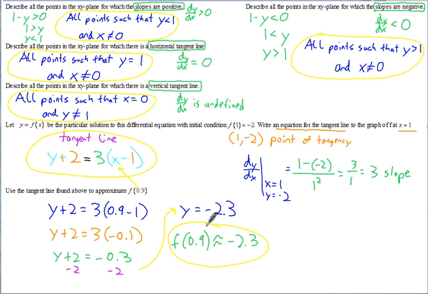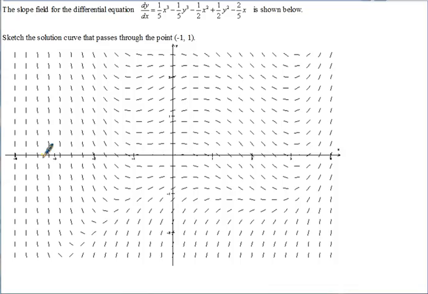Now let's take a look at some different ones here. This one says the slope field for the given differential equation right here is shown below. So they give you the slope field. Notice they're drawing it for a lot more points than we did, because really you could draw many tangent lines for any point on the graph, as long as you don't have 0 over 0. So this kind of gives you the general shape of all the different possible graphs that would have this derivative.